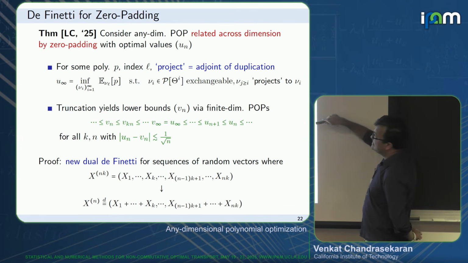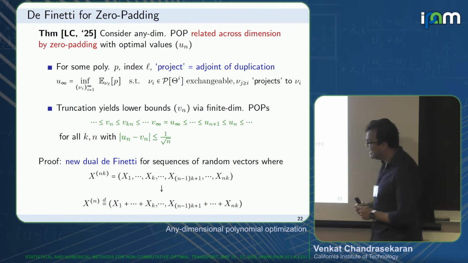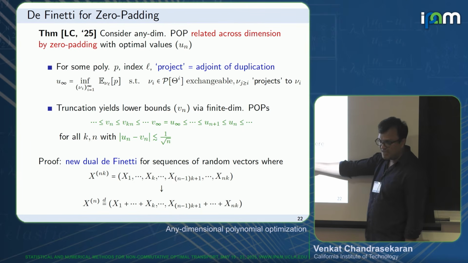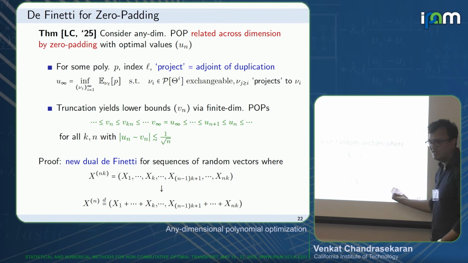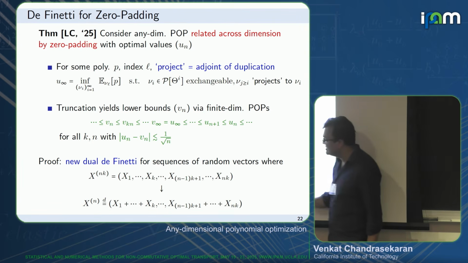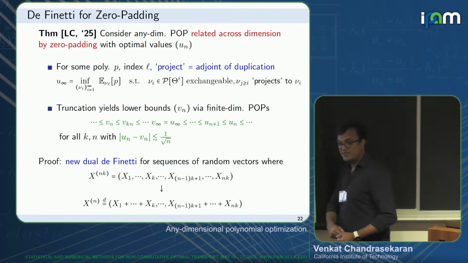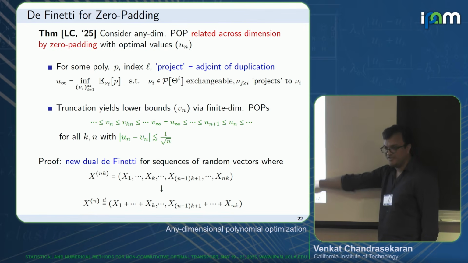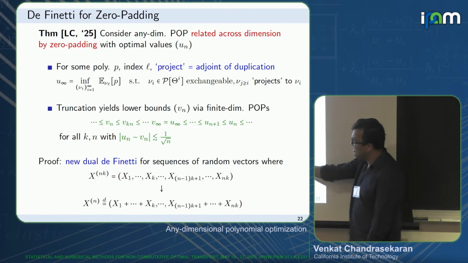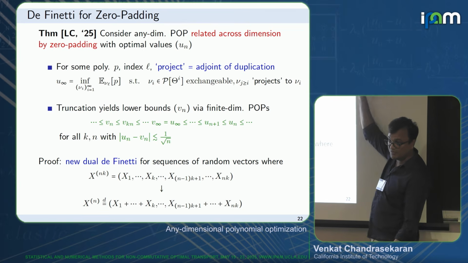And it turns out that for this theorem, our proof relies on a new dual de Finetti theorem that Eitan proved, where you have sequences of random vectors of growing length. If you take the nkth element in the sequence, that random vector, and you sum up k entries successively to get this length n random vector, this is equal in distribution to the nth element of your sequence. So when you have sequences of random vectors related across dimension in this way, you need a new dual kind of de Finetti theorem that characterizes this kind of projection and gives you this reformulation.